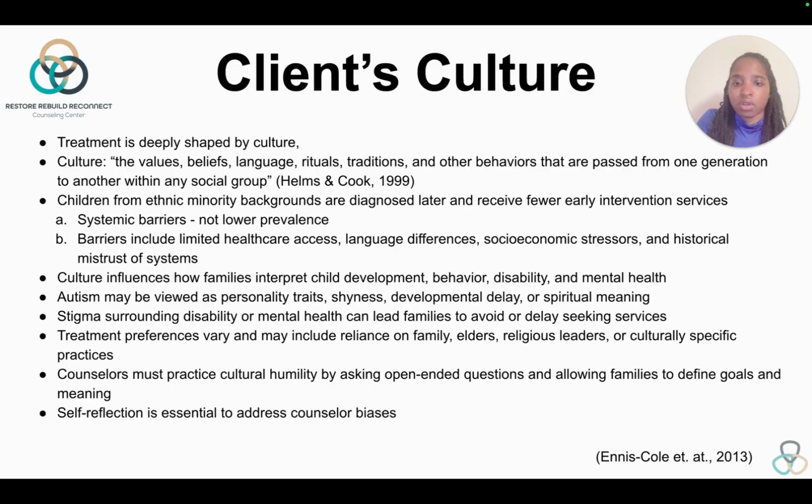Culture includes beliefs, values, language, rituals, traditions, and other behaviors that are passed down from one generation to another. And culture really affects all of treatment. It affects the diagnosis, the treatment planning, the interventions that are used, just everything.